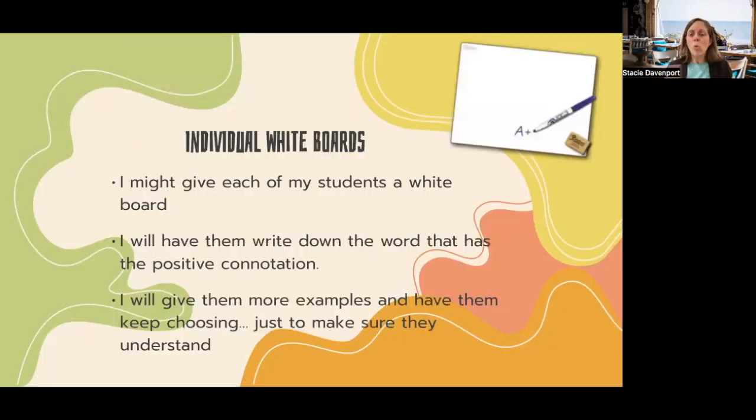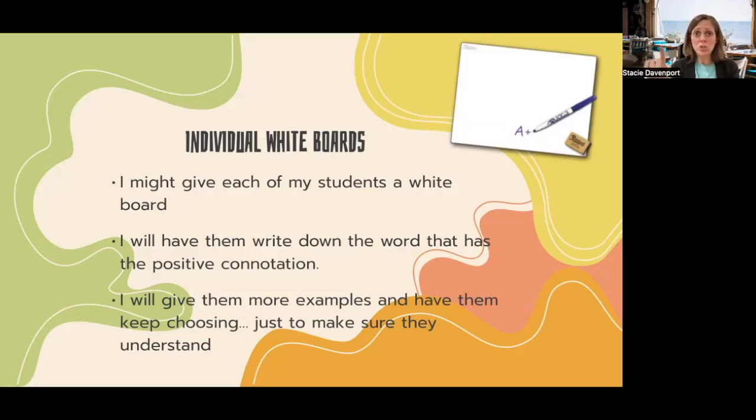Then I'm going to get individual whiteboards, and I love to use individual whiteboards. If your district does not provide you individual whiteboards, you can always use page protectors, and you just put a white piece of paper in your page protector. Your kids can write on it with a dry erase marker, just wipe it off with their hand. They're going to hold it up. Again, they're going to be participating. This is part of engagement and that learning piece, but it's also going to show you what they're understanding and what they're not understanding. So I might give them all something that they're going to write down on something that I can erase. And then I'm going to have them write down one word that has a positive connotation.